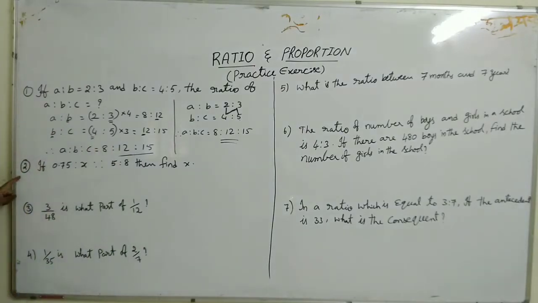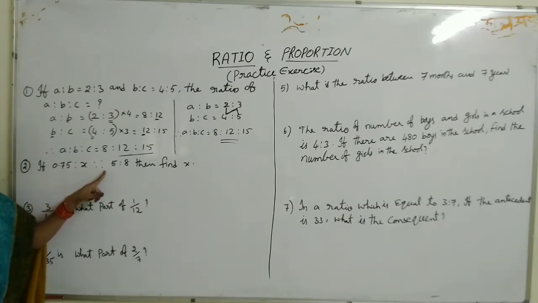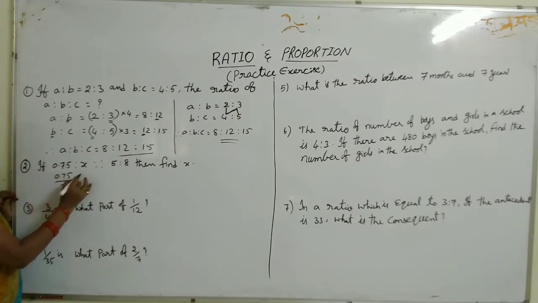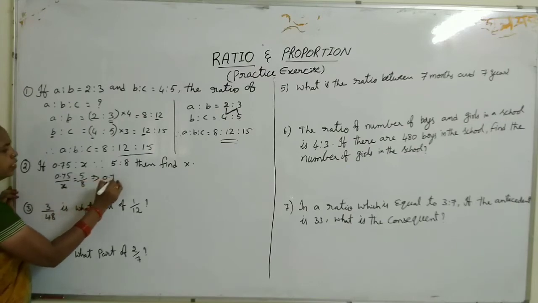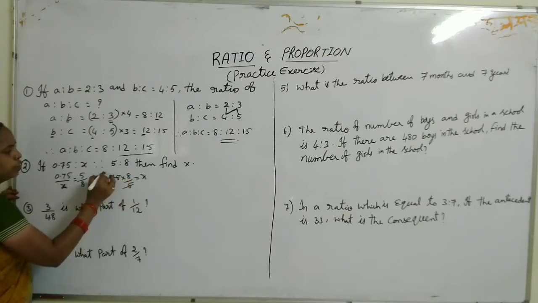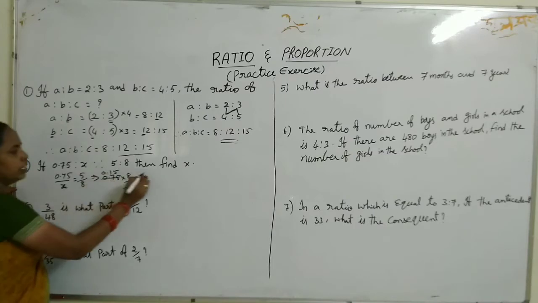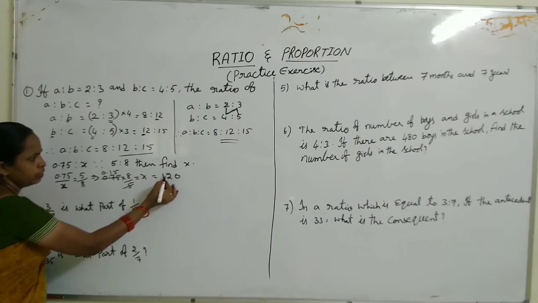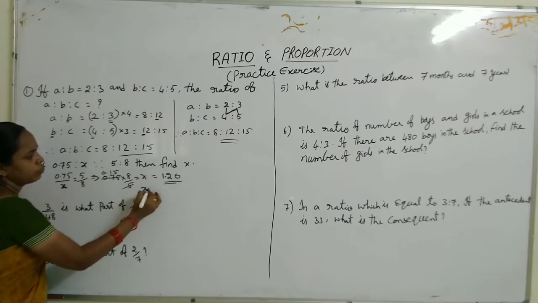Okay, next. Question number 2. If 0.75 is to x is proportional to 5 is to 8, that means these two ratios are equal. It is 0.75 by x equal to 5 by 8. Now we have to find the value of x. So x goes to this side, and 8 by 5 goes to the other side, that is 0.75 into 8 by 5 equal to x. 5 and 5 cancel, so 15 eights are 120. Decimal after 2 digits, 1.2. That is x equal to 1.2.